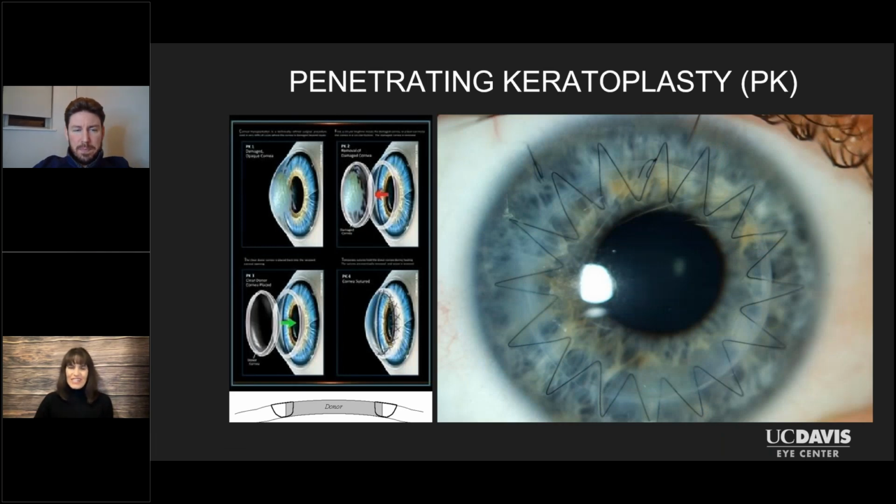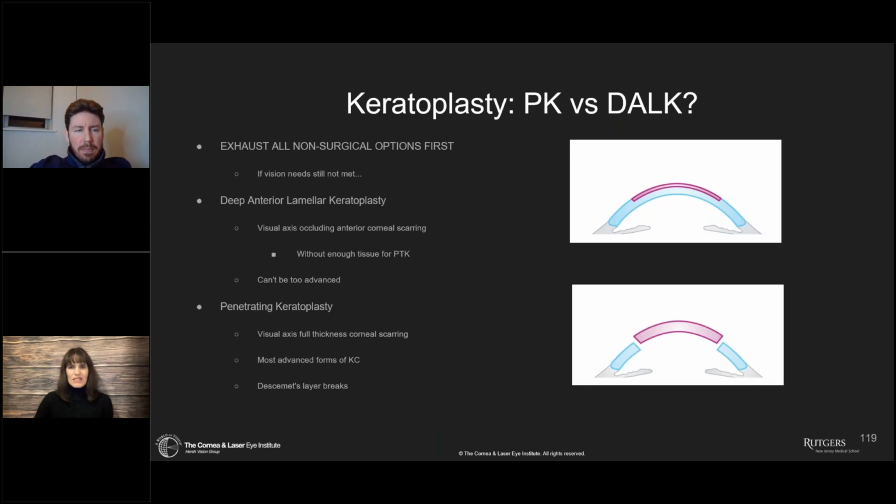So here you can see a full thickness penetrating keratoplasty. Whenever a suture is removed, it can definitely change the amount of astigmatism and irregular astigmatism on that corneal surface, which can definitely affect the contact lens fit. But here you can see the keratoplasty, PK versus the DALK.